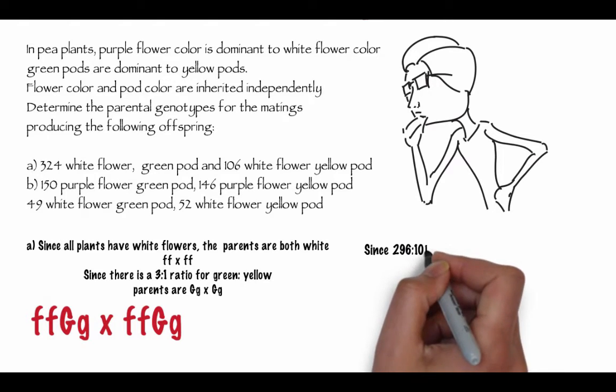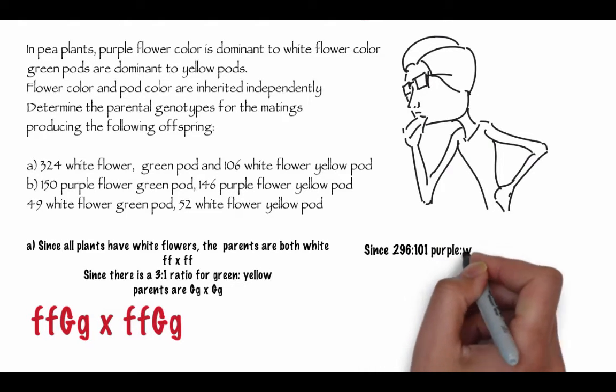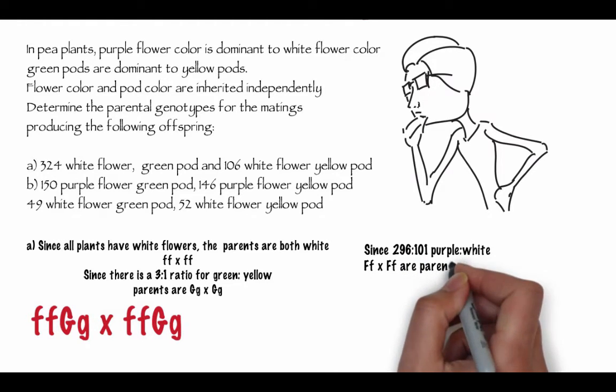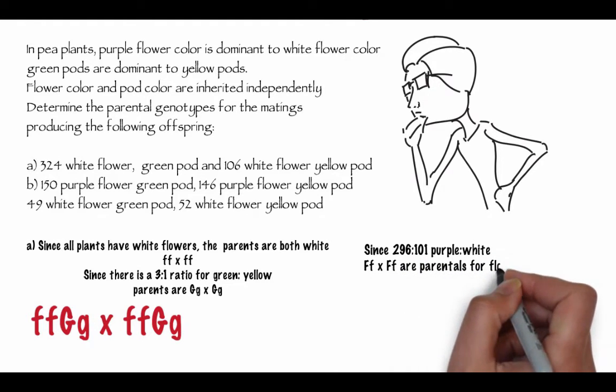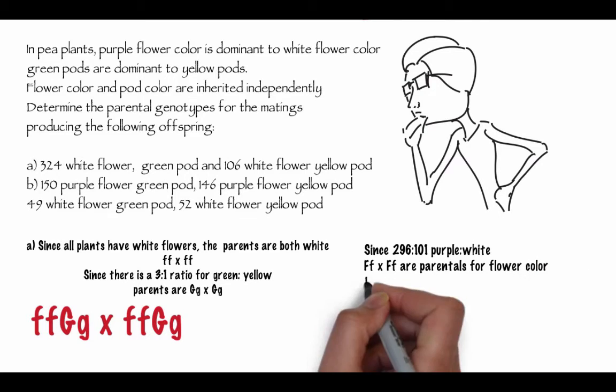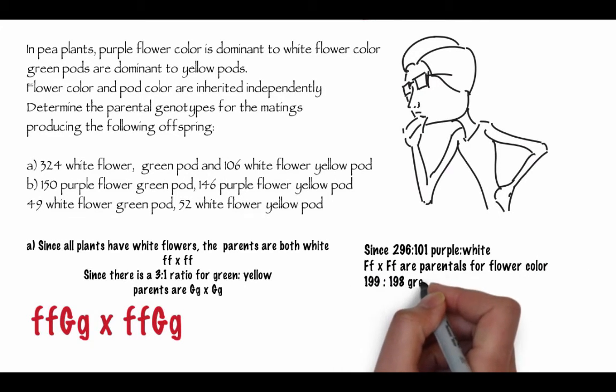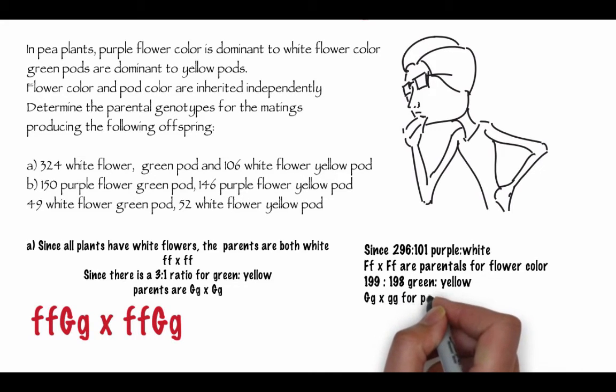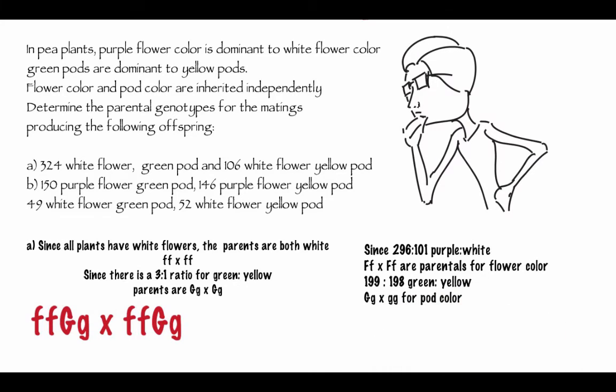For part B, since 296 plants to 101 are purple to white, a 3-to-1 ratio, big F, little f are the parentals for the flower color. There's essentially a 1-to-1 ratio for green to yellow, 199 to 198. The parents there would have to be big G and little g for the pod color. The parents would be big F, little f, big G, little g times big F, little f, little g, little g. I do hope that's helpful.